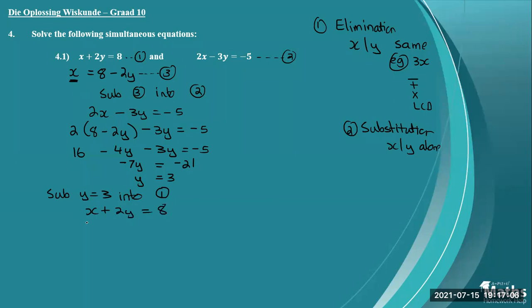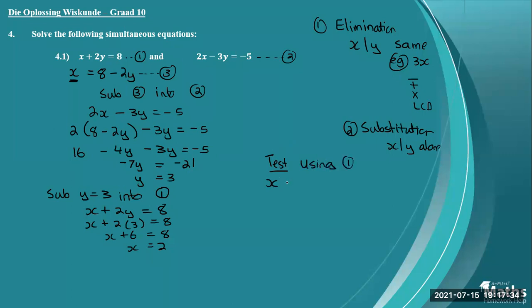So where the y value is equal to 3, this will be x plus 6. So x is equal to 2. Now let's say you're unsure whether this is correct or not, then you can test. You don't have to show the testing. So I'm just going to test using equation 1.